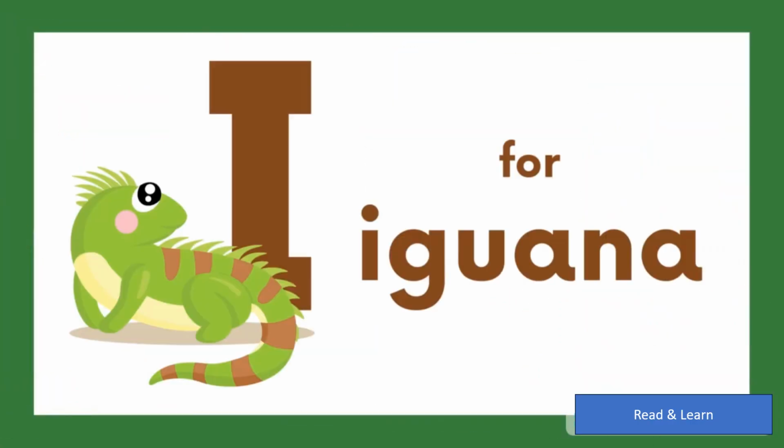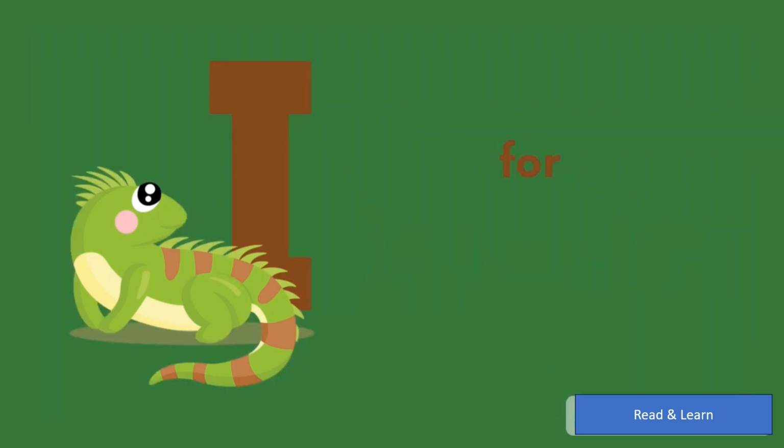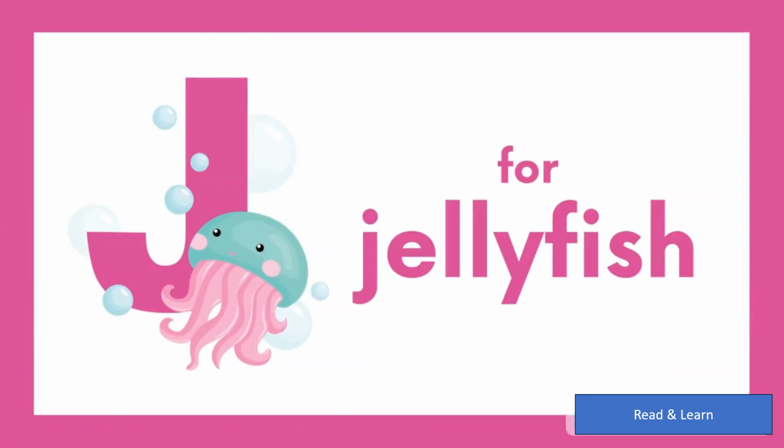This is letter I. I says E. E for iguana. E. This is letter J. J says J. J is for jellyfish. J.